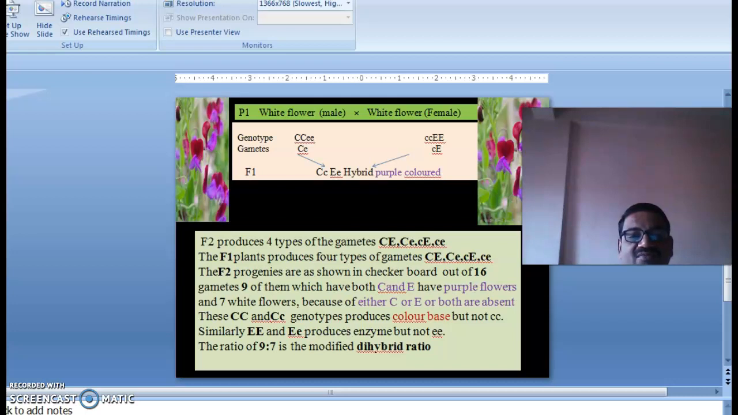Out of 16 plants, 9 of them have both capital C and capital E and have purple flowers, and 7 have white flowers because either capital C or capital E, or both, are absent. The genotypes capital C capital C and capital C small c produce a color base, but not small c small c. Similarly, capital E capital E and capital E small e produce the enzyme, but not small e small e. The ratio of 9:7 is a modified dihybrid ratio.